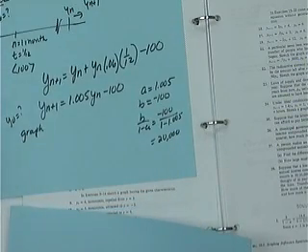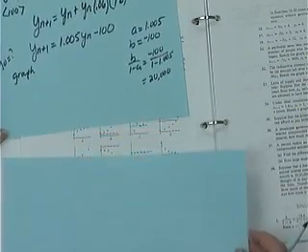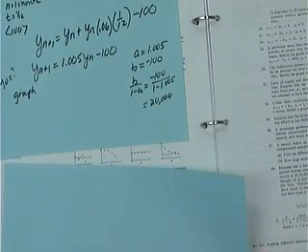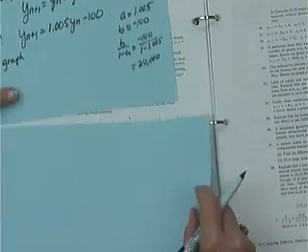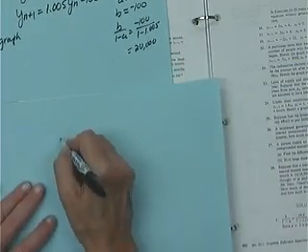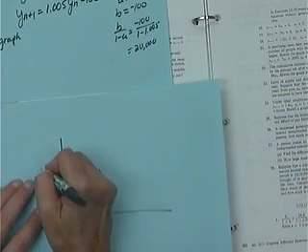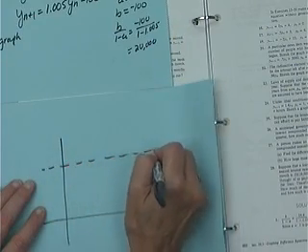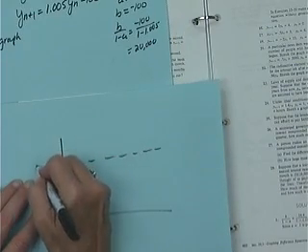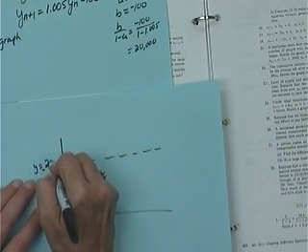Is everybody good? Are you sure that's 20,000? All right. I would have thought it was 200. Okay. All right. So let's put in our dotted line. This is y equal to 20,000.